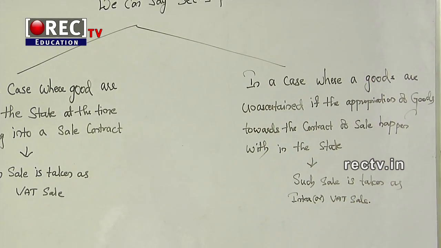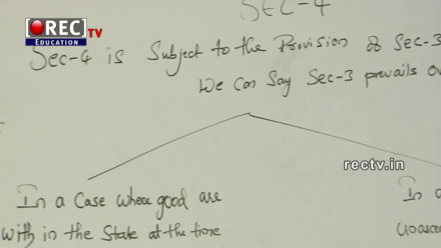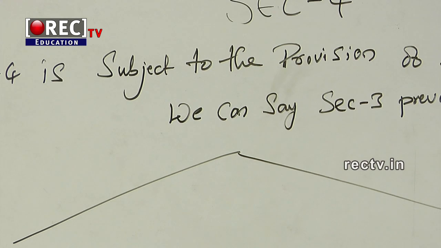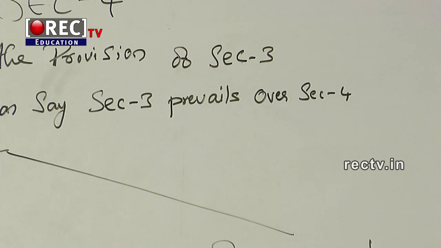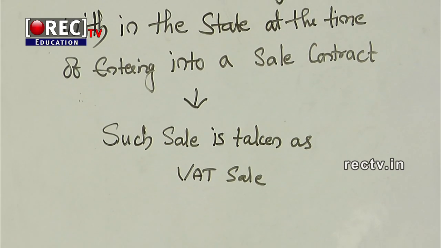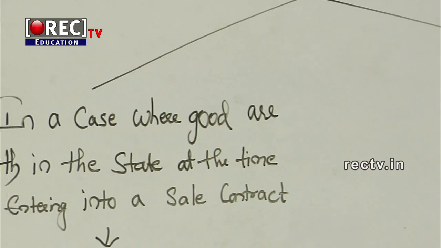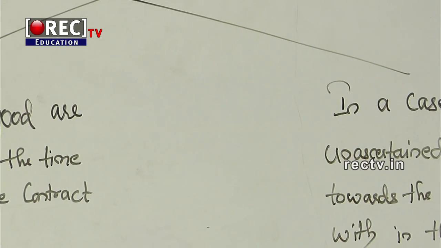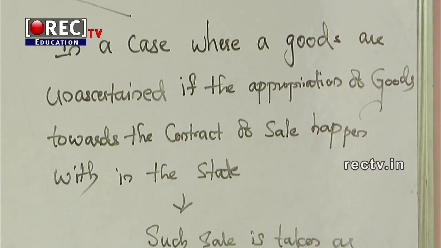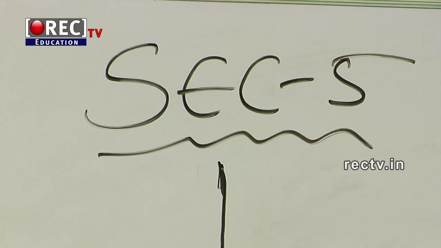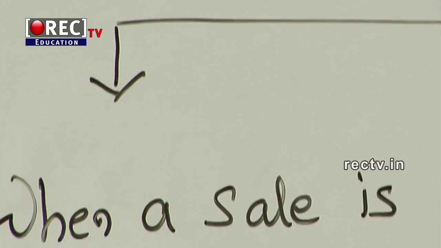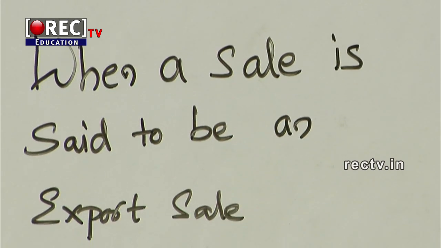Just once again, see the entire chart of section 4. So friends, we have completed section 3 and section 4. Now we are going through section 5. What is section 5? Section 5 deals with when a sale is said to be an export sale.